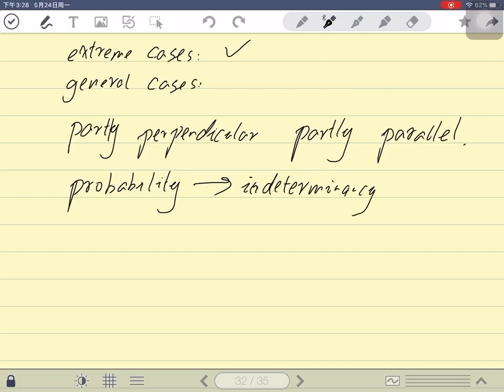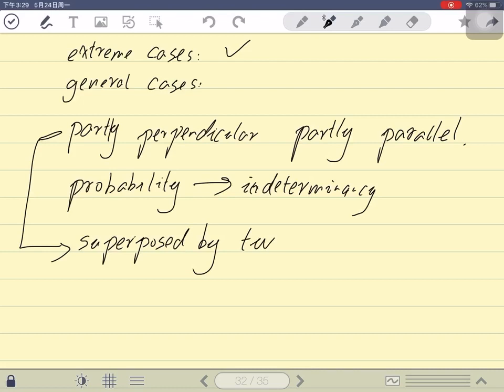And we can define, yes, we call the strange state superposed by the two states. Superposed by two states. And we call that the superposition of states.